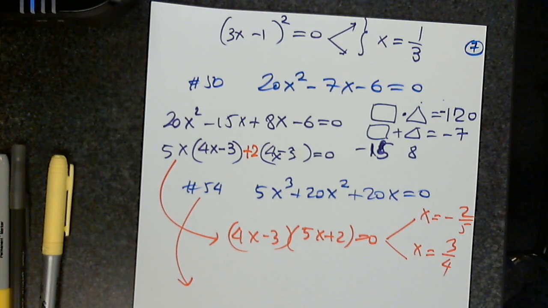5x cubed plus 20x squared plus 20x. What is the degree of this polynomial? 3. How many solutions will you come up with? 3. Absolutely. Thank you. Even if they're all the same, it has to have 3 solutions.